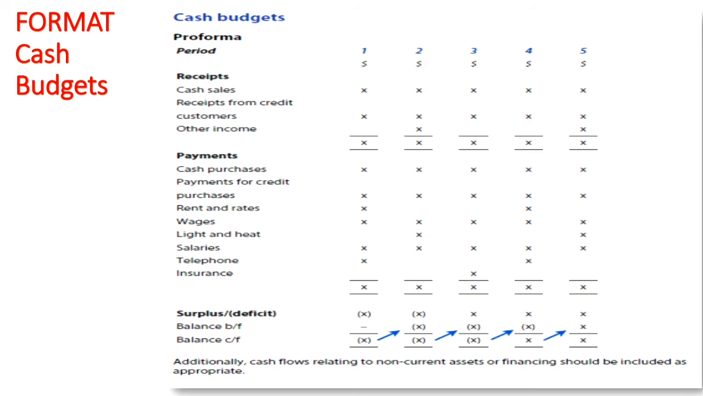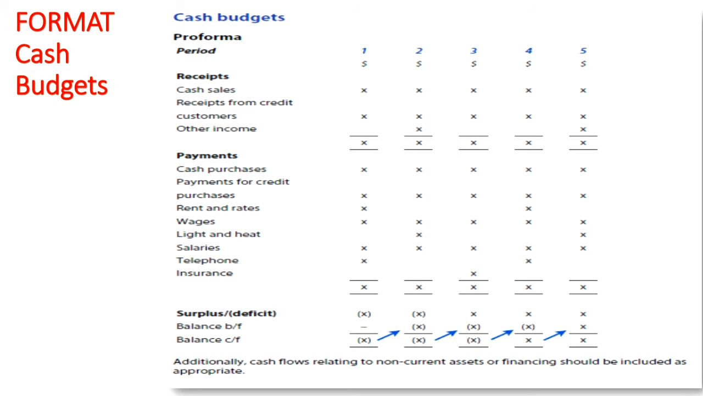Next, this is a recap. Format for cash budget. Unfortunately, in the exam, the format for cash budget will not be given. So the most important thing is you must have a title. You must have receipts, how much, payments, how much, balance BD, balance CD. Some of you prefer to do balance BD on top and balance CD at the bottom part. Okay, so it is acceptable.